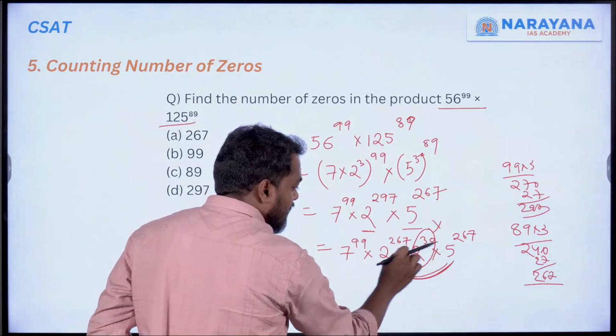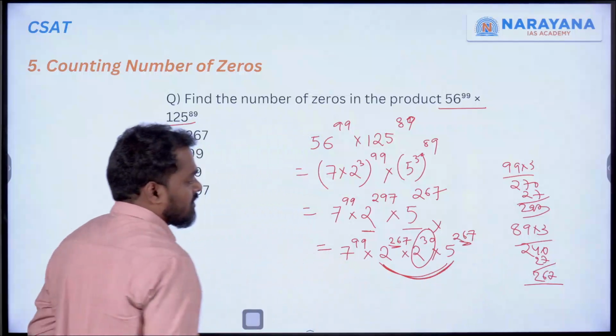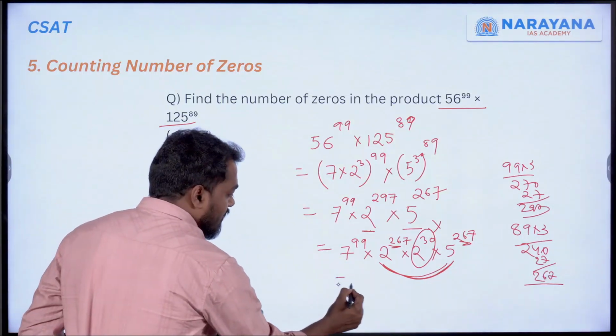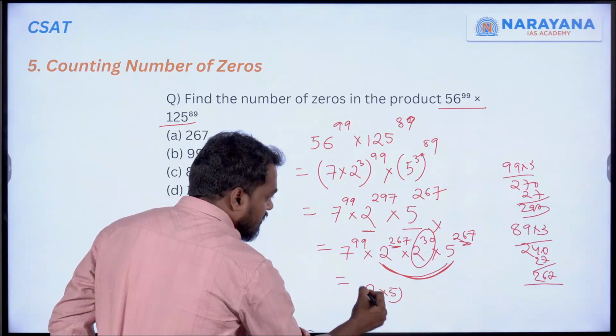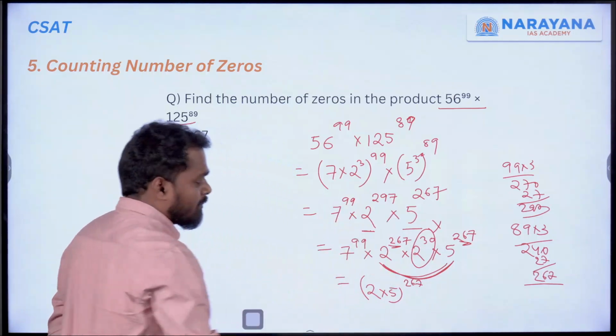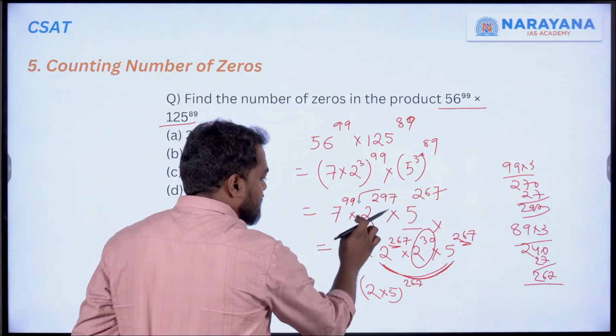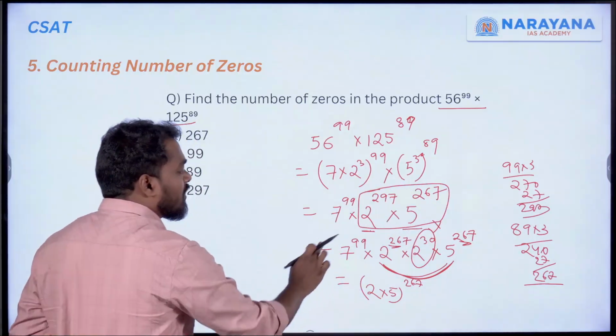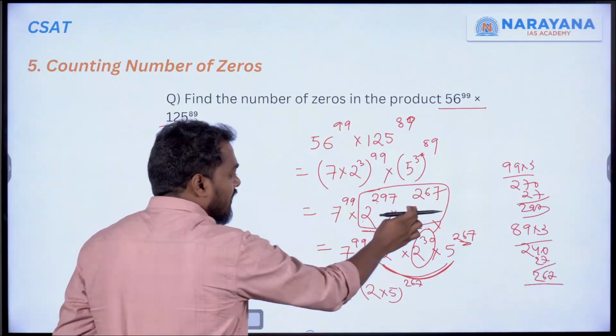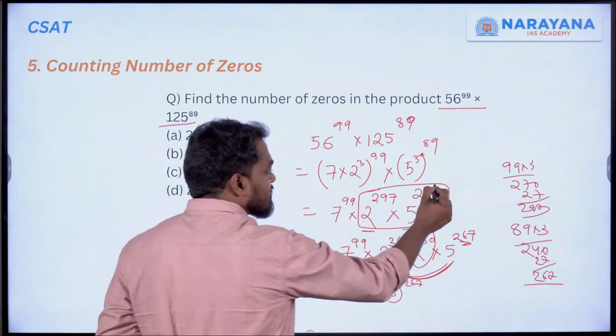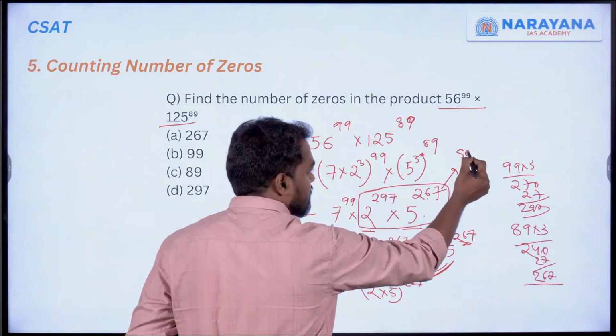So 2 into 5 power is 267. So how many 2 into 5 pairs are there? There are 267 pairs. Or else simply, whenever you get this powers multiplication and all, 2 to the power 297, 5 to the power 267, take the smallest power, that is your answer.